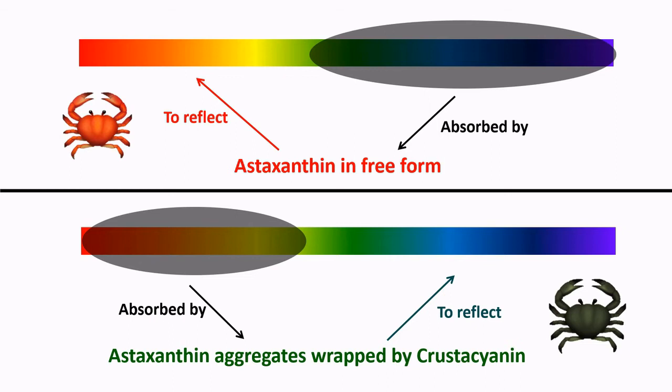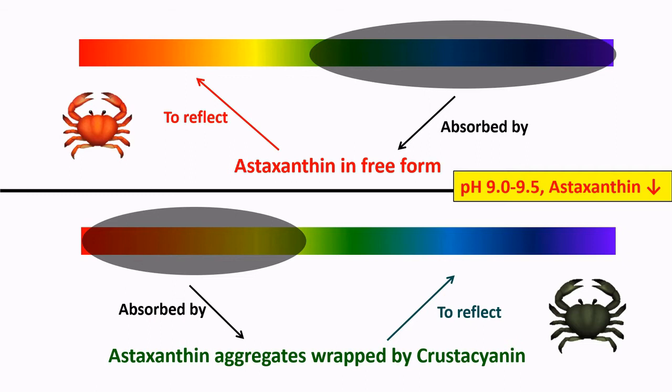In Chinese mitten crabs, when pH of the water went up to as high as 9 to 9.5, that is to say, the water became more alkaline, the level of astaxanthin in crabs decreased compared to that of pH 7.5 to 8, which is believed to be the optimal pH range for Chinese mitten crabs rearing.